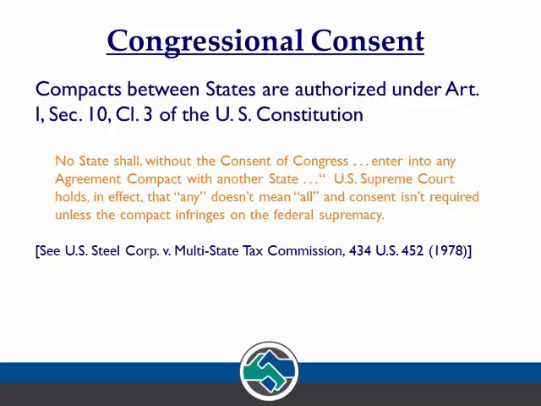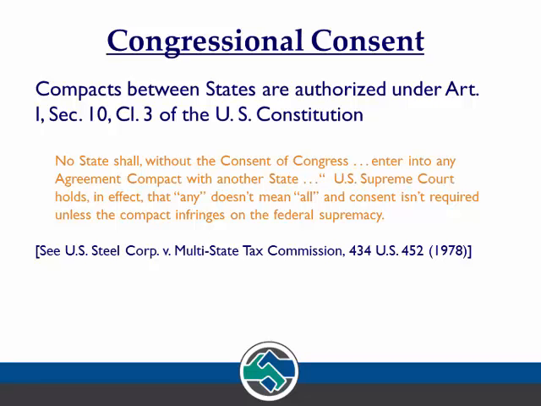If the compact does not intrude upon some enumerated federal function, the states do not need the consent of Congress in order to enter into a compact. So this compact has both positive and negative implications. It's phrased negatively, but what it really means is states are free to enter into compact agreements and exercise their sovereignty to do that in order to solve problems on a uniform basis.